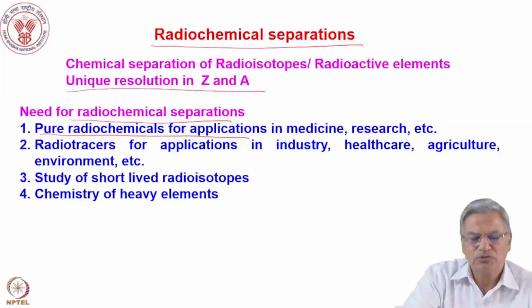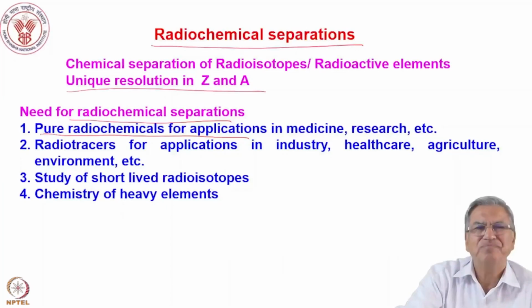Then we use radiotracers in many areas like industry, healthcare, agriculture, environmental research, and so on. In most cases the requirement will be that we need them radiochemically pure, and also radionuclidically pure, meaning only that isotope will be present. Other isotopes should not be present, as they may interfere in the experiments. So for producing these pure radioisotopes, we require radiochemical separations.